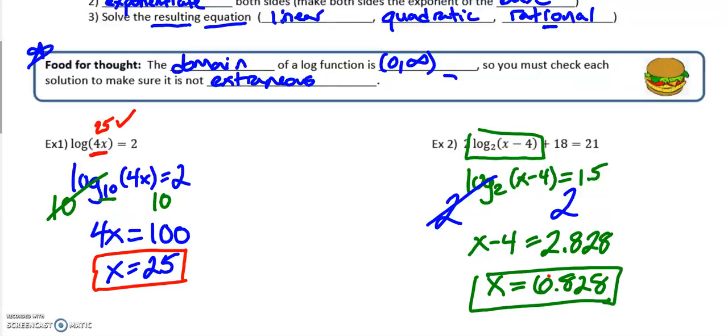Or as I should say, that's my possible answer. So I'm going to come back here and I'm going to check it. I'm going to look right in there and just visually confirm with myself that if I plug in 6.8, I don't make it negative. And that's good, so that is my solution.